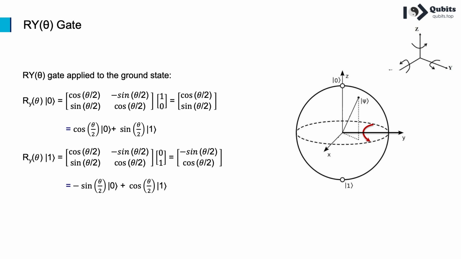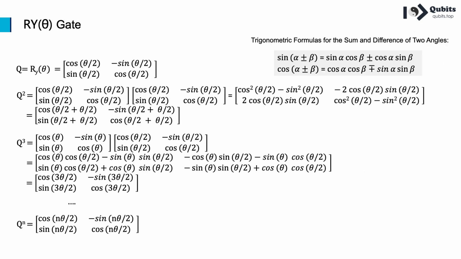So, the RY gate acts differently on the computational basis states ket0 and ket1, producing different linear combinations of these states with different phases. This can be useful for manipulating the state of a qubit and creating superposition states with different amplitudes and phases. The RY gate is a fundamental quantum gate used in quantum computing and quantum simulation, which rotates the state of a single qubit around the y-axis of the Bloch sphere by a specified angle.